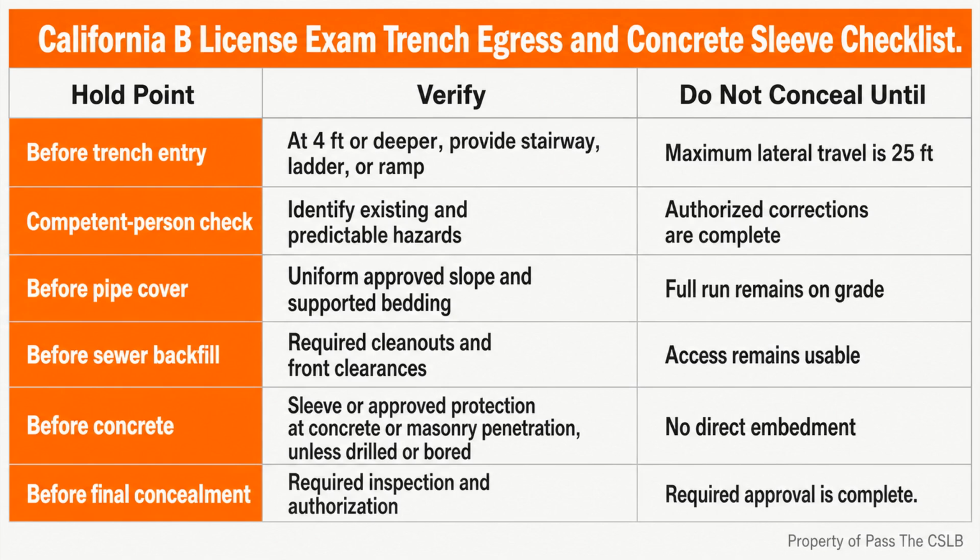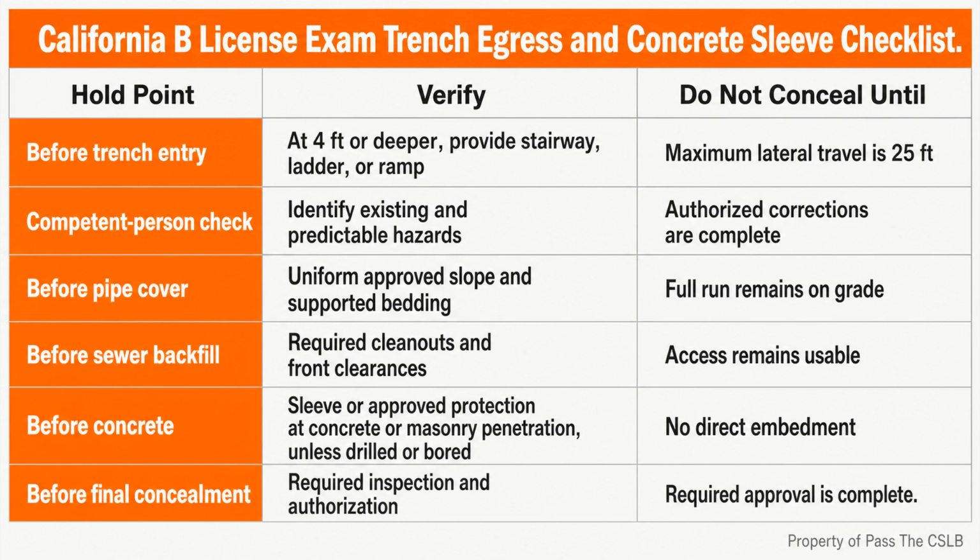The checklist puts the hold points in construction order. Before entry, verify the trench. Before cover, verify slope and cleanouts. Before concrete, verify the protected penetration. Each check happens while correction is still practical. I want to walk through the full coordination sequence as a general building contractor would encounter it.